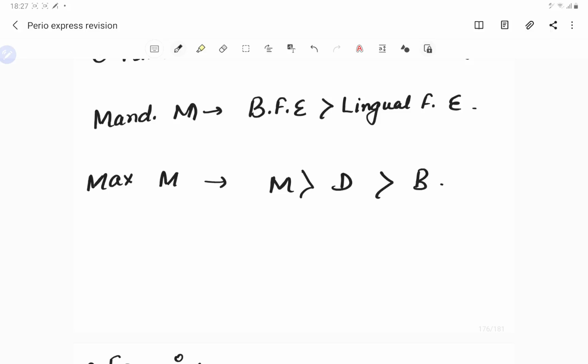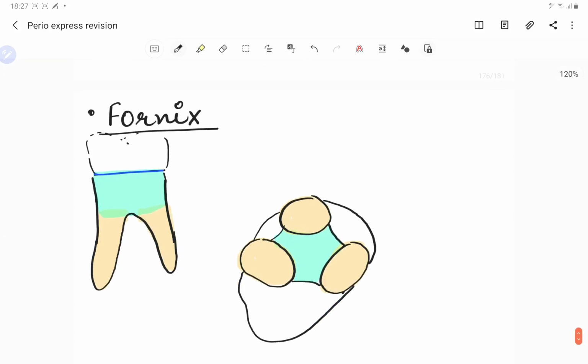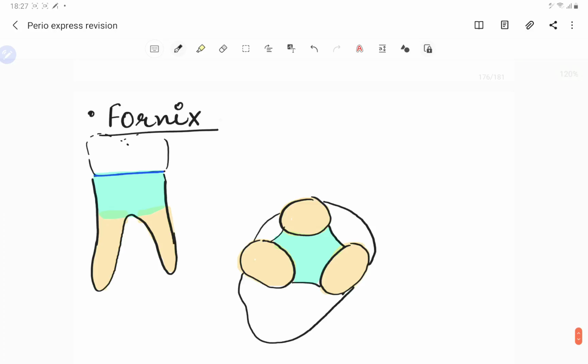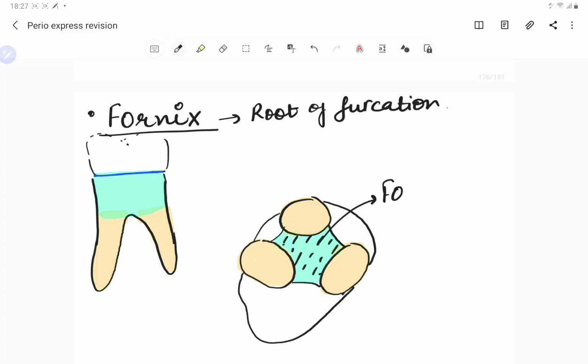And this is the reason that only curettes cannot be used for the preparation of the root in the case of furcation areas. So, talking about the next one, we have the fornix. The fornix is basically the roof of the furcation. If we turn the tooth upside down, this is a diagram of the root upside down, and the roof of the furcation, the one in the green color, is the fornix area. So this is the fornix.